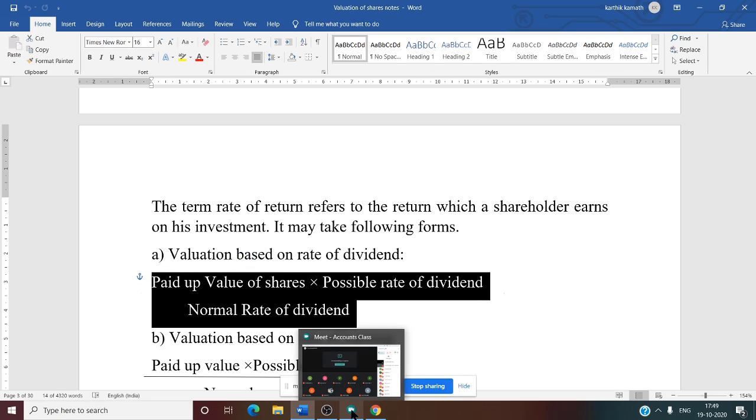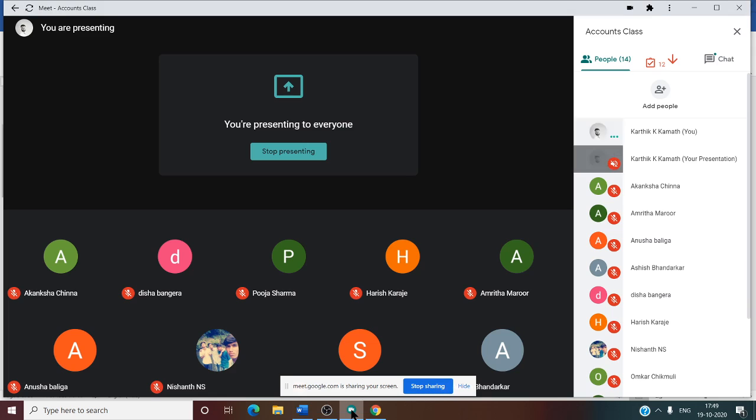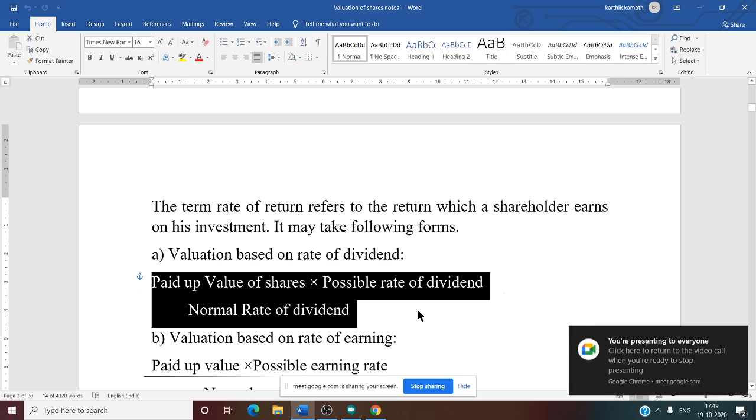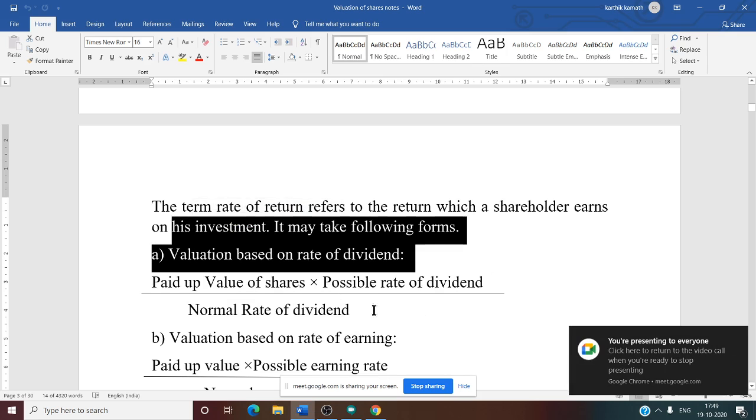Paid up value of the share into possible rate of dividend divided by normal rate of dividend. So very clear, possible rate or expected rate of dividend is in the numerator, and NRR, the normal rate that is fixed or standard rate, is in the denominator. Very simple. Possible is up, NRR is down, into paid up value. If you do, you will get the rate of earning with the help of dividend calculation, valuation based on rate of dividend.